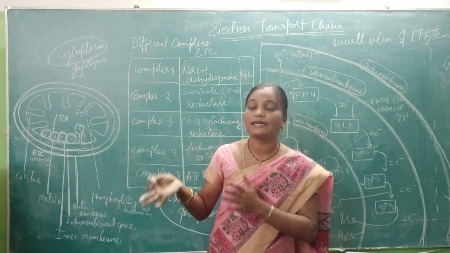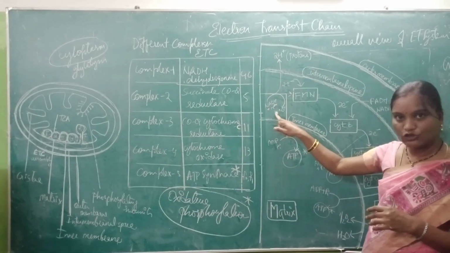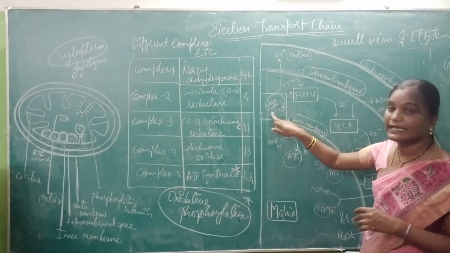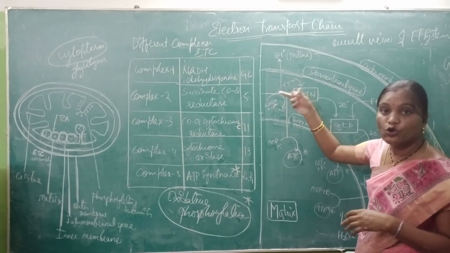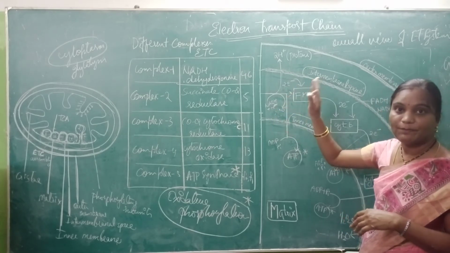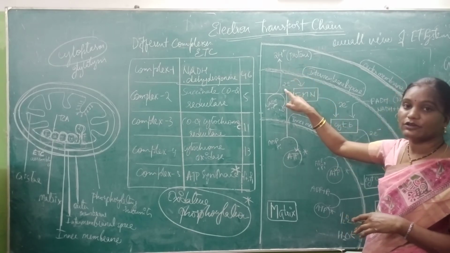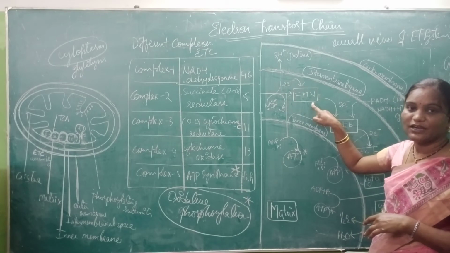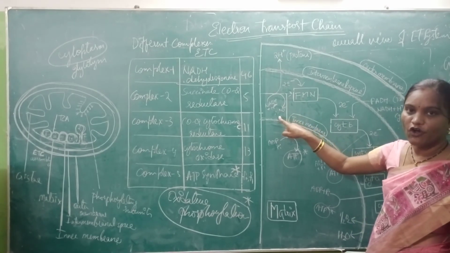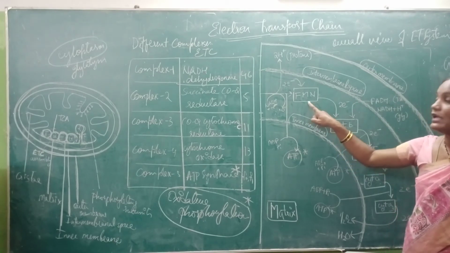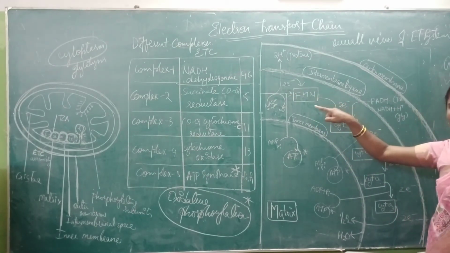So this is termed as reduced form. NADH is a reduced form initially. This NADH will donate, or give up, 2 electrons and 2 protons. These 2 electrons are accepted by FMN. So this is known as oxidized form, and FMN is known as reduced form because it is accepting 2 electrons, isn't it?